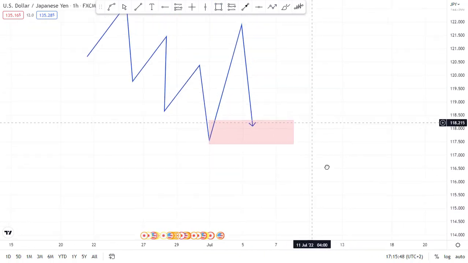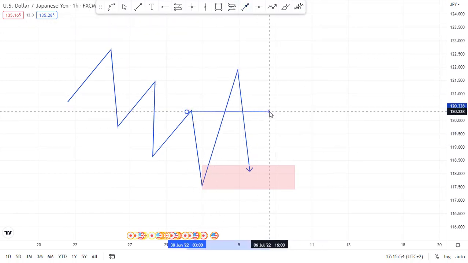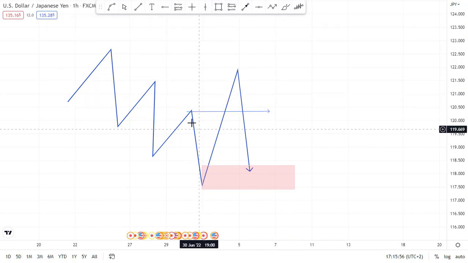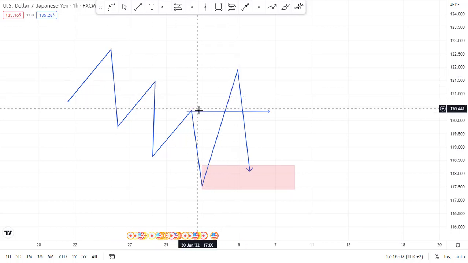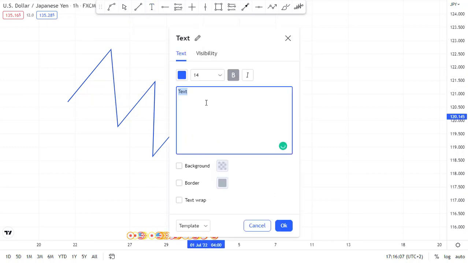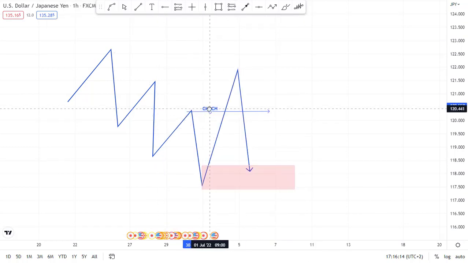Why? Because the only confirmation we are having is this change of character. On the lower time frame, it's called the change of character. Why? Because price has changed from a downtrend to an uptrend. So it's change of character of price, right? So we call it change of character. So let's just write it, change of character, like this. So this is our change of character.